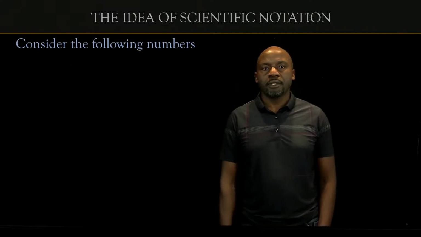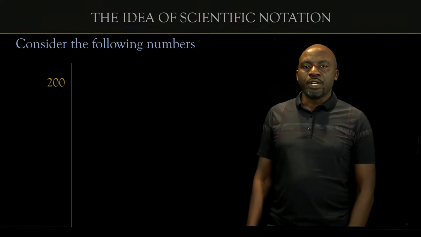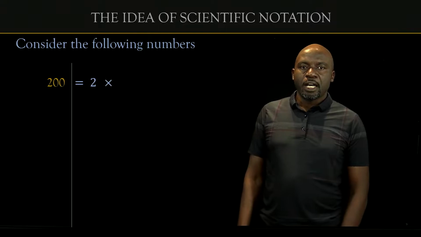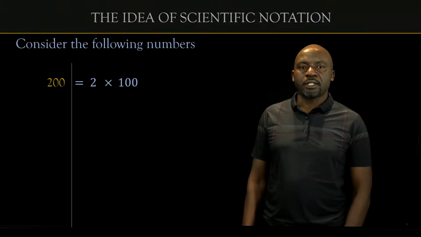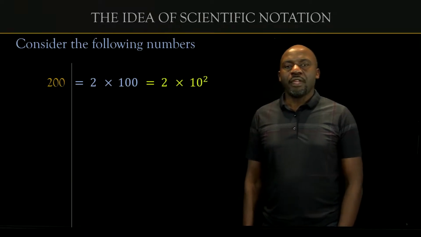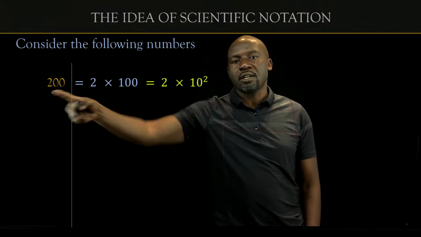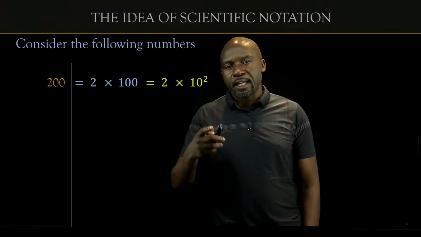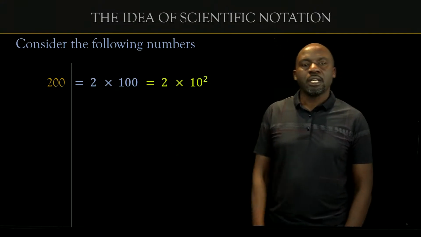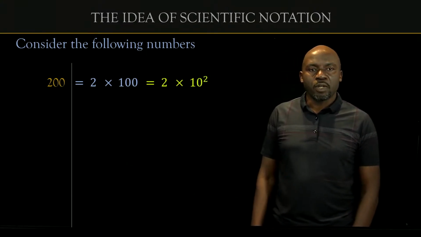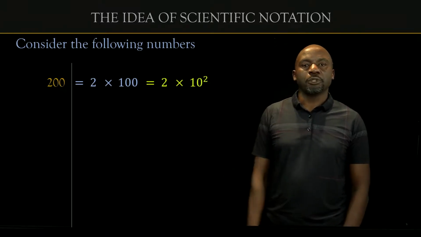Consider the following numbers. We start with the number 200. Well, we know that we can express 200 as 2 times 100, and 100 can be expressed as 10 to the power of 2. And therefore, 200 could better be expressed, well, because 200 is not so large like the numbers we've looked at, it might not appear relevant in this case, but believe me, it becomes better when it comes to calculation. So therefore, we can express 200 as 2 times 10 power 2.